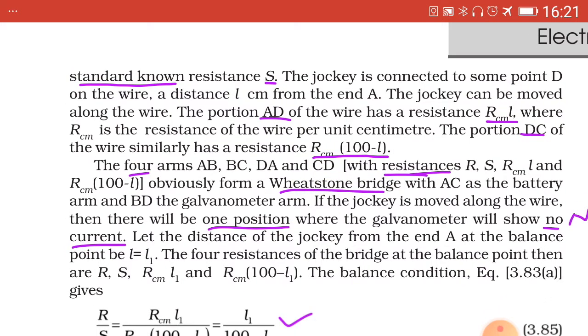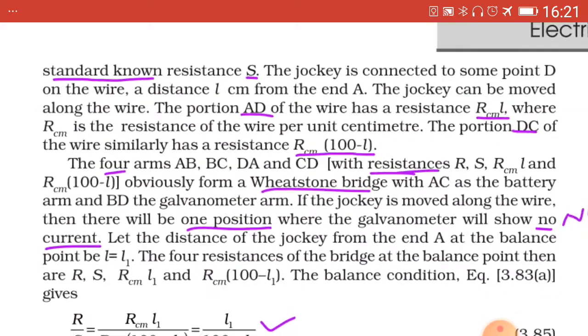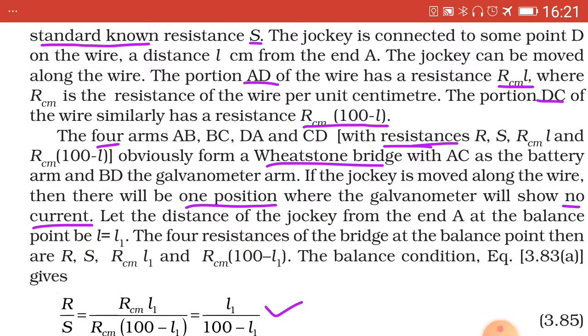The portion AD in the figure of the wire has resistance RCM L, where RCM is the resistance of the wire per unit length, that is per unit centimeter, and the DC portion has resistance RCM into (100 minus L). So the four resistances R, S, RCM L and RCM into (100 minus L) form a Wheatstone bridge.